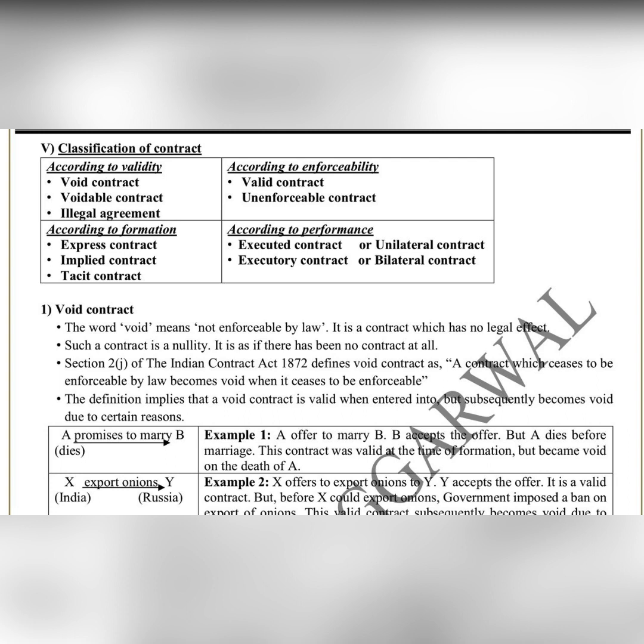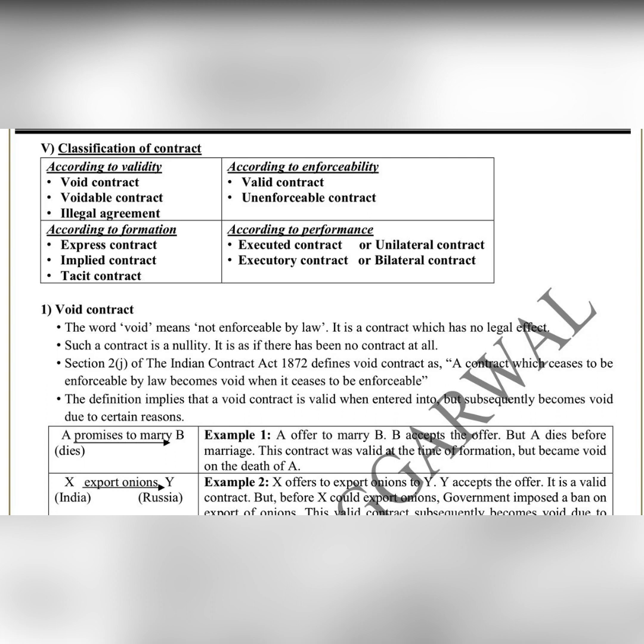It means that this was valid when entered, but later on, due to certain circumstances, the contract could not be enforced. It became a void contract. So the word void means not enforceable by law. It has no legal effect. It is a nullity. It is not a contract at all. This contract was valid when it was entered, but later on it became void due to certain circumstances.